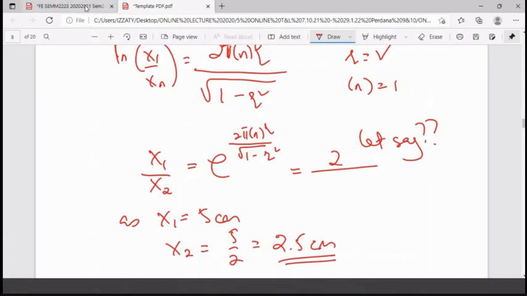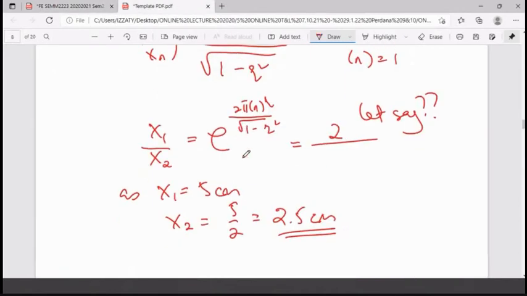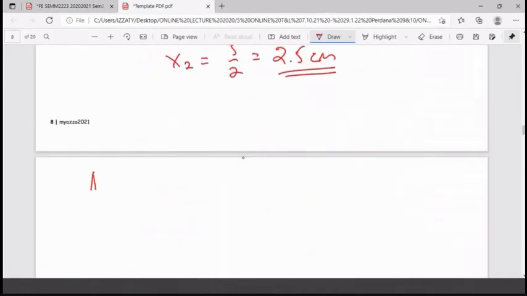Okay. Now next, the minimum mass of the sand required to be removed or added for the system to reach critical. So what do you understand by critical? At critical condition, what do you understand by critical condition, class?